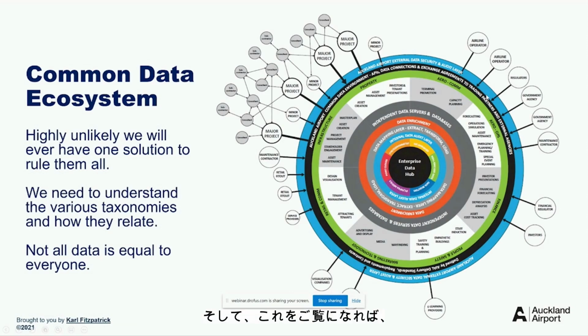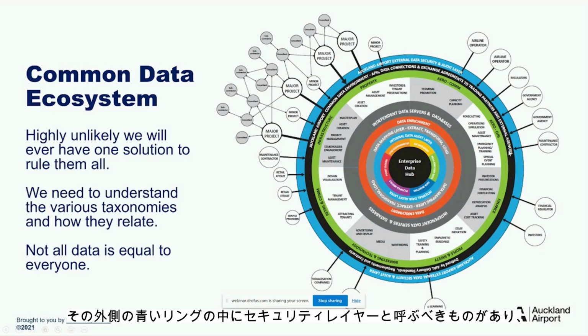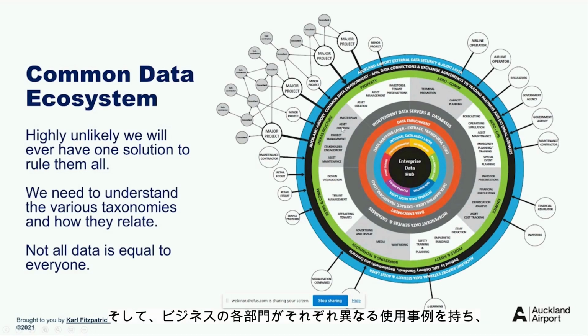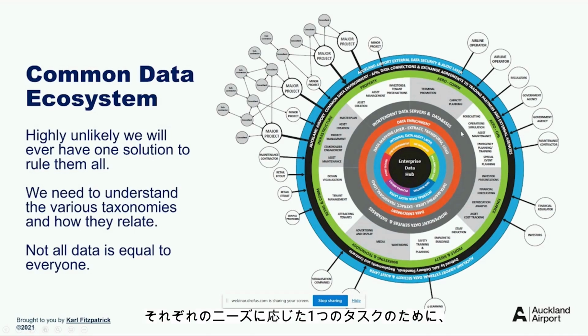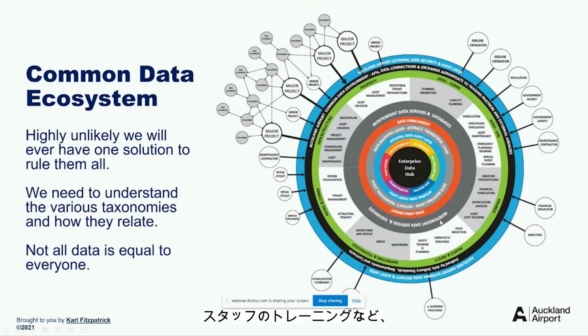And so if you look at this, see if I can make this make sense for you, but within the black ring, we have the airport common data environment, and then on the outside of that in the blue, we've got what we like to call the security layer. And then within, you've got each segment as a different part of the business, and each part of the business has its different use cases. They all might have their own databases for their whole operations, or just one task that's specific to their needs, whether it's managing airfield lights, or building operations, or building maintenance, or staff training.